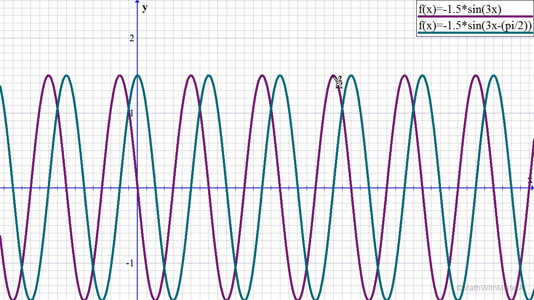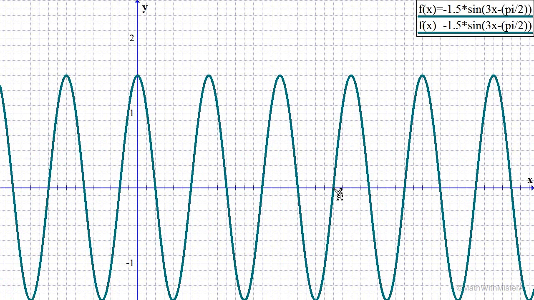Pi over 6 is 30 degrees, so there's our 30 degrees. Got that going on all over. Wherever we see a point in purple, we shift it to the right by 30 degrees. There's our graph of negative 1.5 times sine of 3x minus pi over 2.